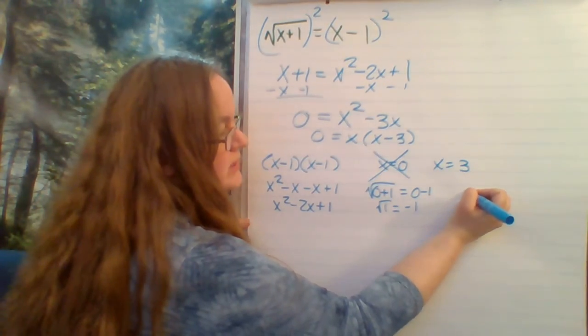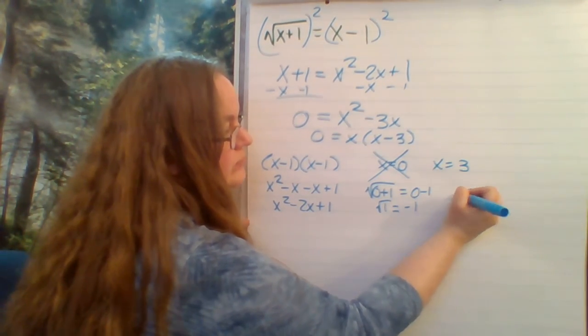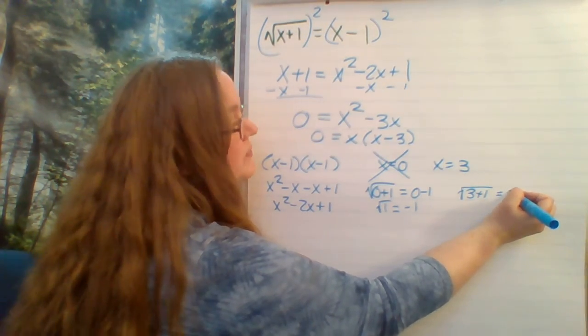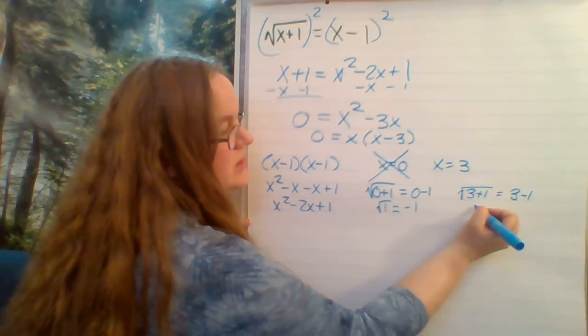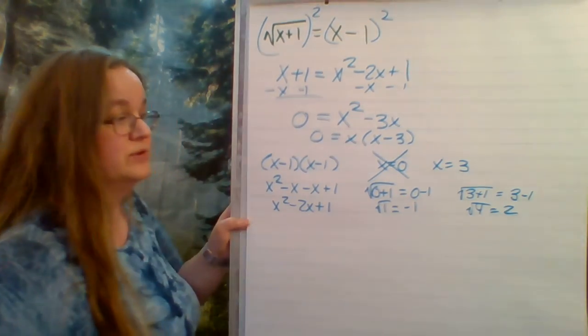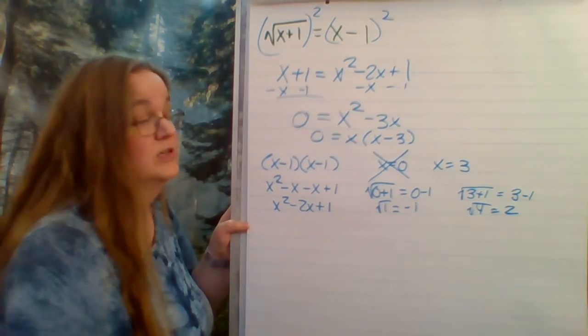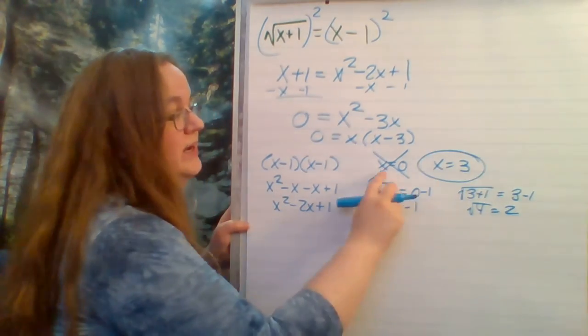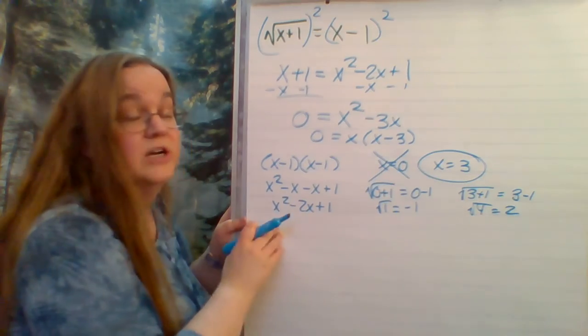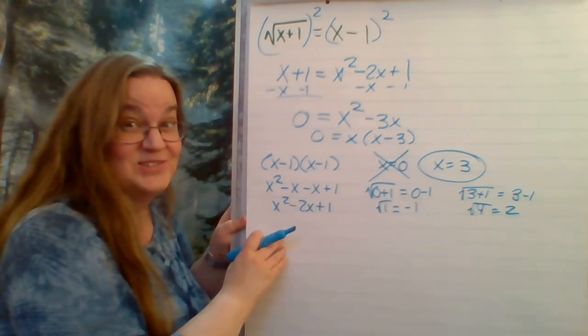If we check 3, that gives me 3 plus 1 equals the square root of 3 minus 1, and so the square root of 4 is 2. It gives me my positive root, and I am good because that one will work. So I had an extra one when I did this. You have to be real careful and double check to make sure you have the correct answer.